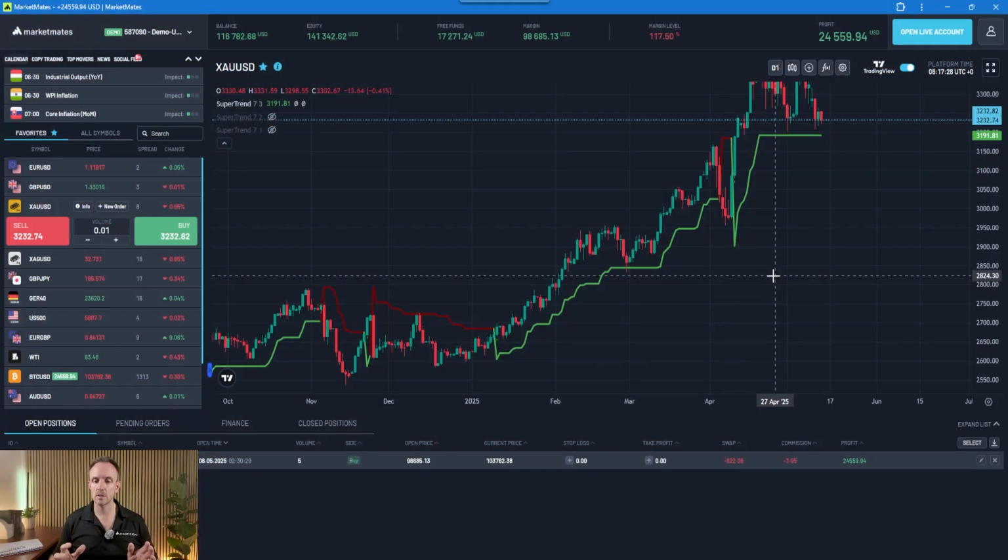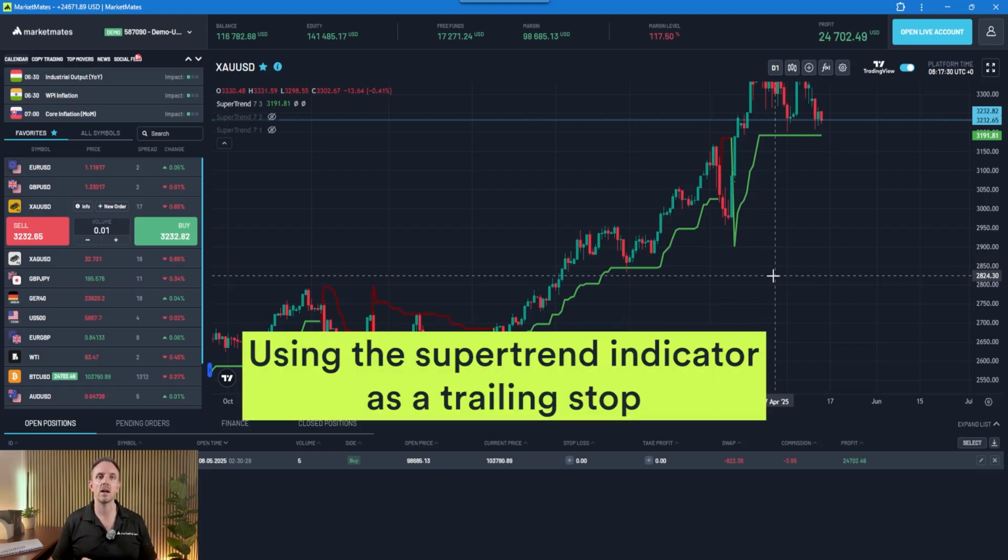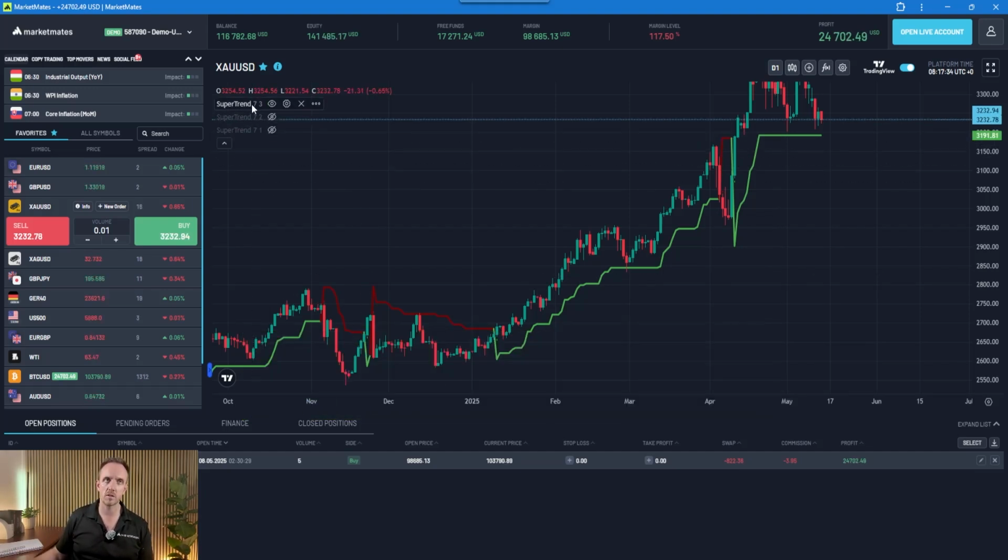The other thing I like to do is use the SuperTrend indicator as a trailing stop. Typically I'll have the widest settings on the SuperTrend indicator, the 7 and 3, for the trailing stop. The reason we keep the settings wide is because we want to give our trades room to breathe. And remember, this is a trend following indicator, so it's designed to help us capture the trends. You can see here on gold, it's done a relatively good job of keeping us in the trend. We would get out here.